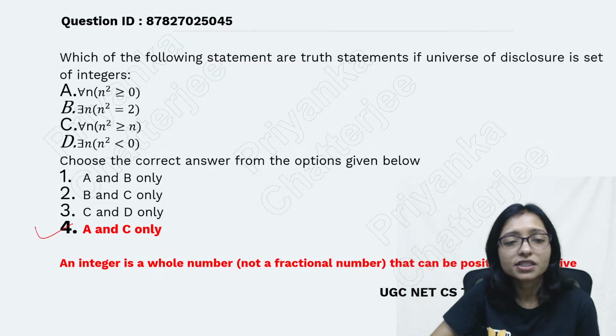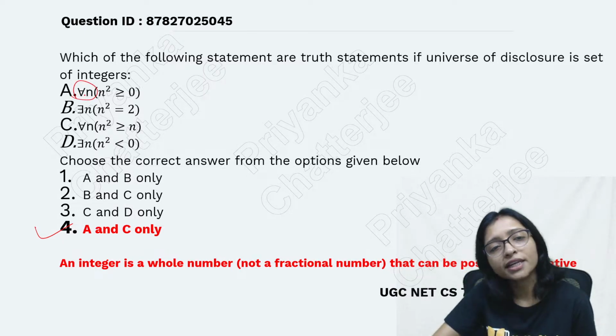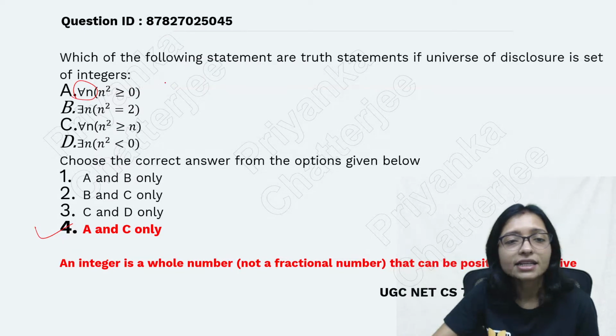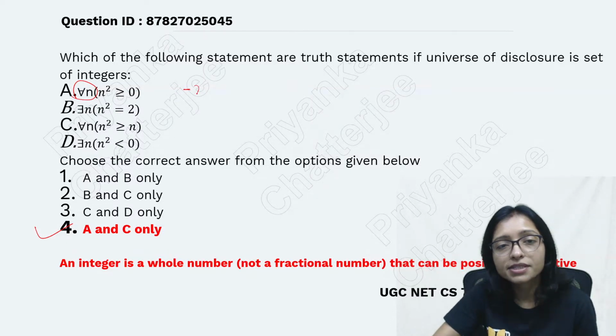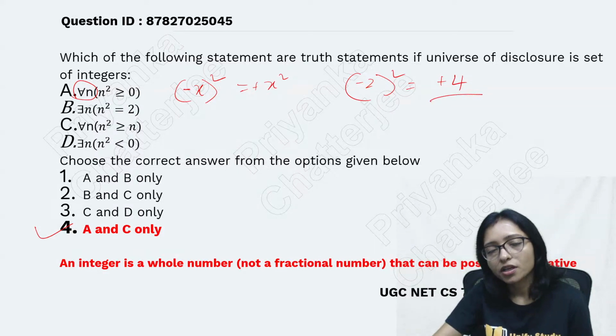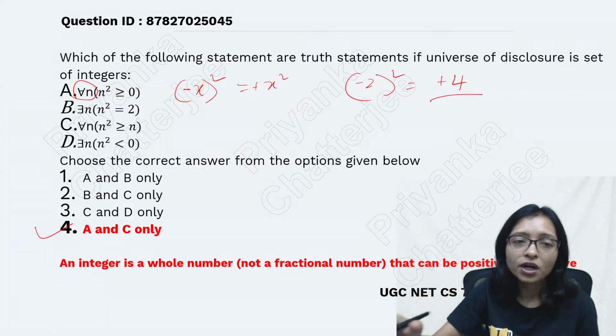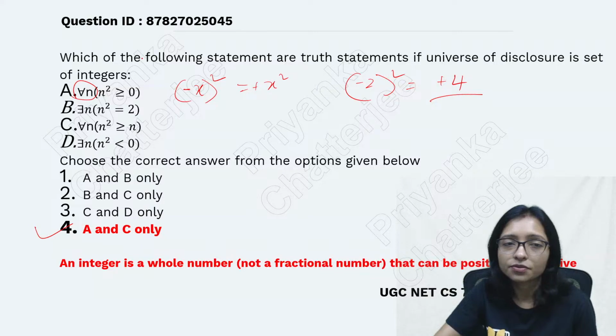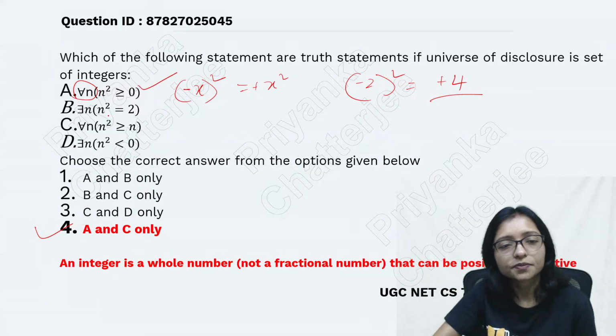Yes, option 4 is the correct answer, definitely. For all n, for all integers, n square will definitely be positive. Because if I am taking a negative number, the square will be a positive number. Negative 2 square will be positive 4. So any negative number, if you are doing square, it will be positive. So that's why it is correct.